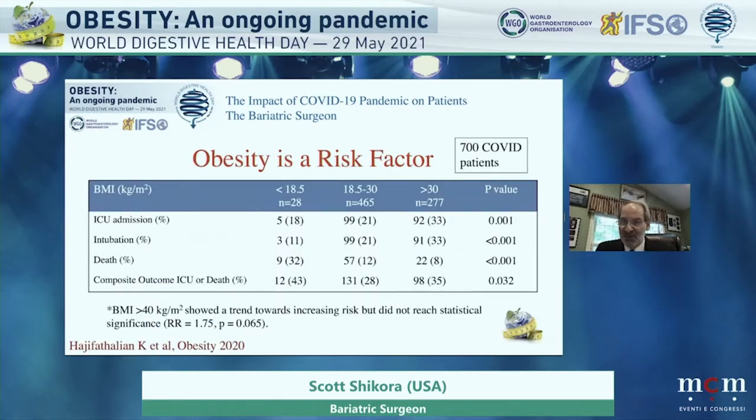Now, we do know that obesity is a risk factor for contracting COVID and for having more severe cases of COVID. And to show you a little bit of data, this study looked at 700 patients that came to the hospital and were diagnosed with COVID. It broke them down into a low weight BMI, average BMI, and a high BMI. What you can see here is that ICU admissions and intubations were much more likely in patients that were obese than in patients that weren't obese. And the death rate was actually highest in the lower weight patients, which may reflect the fact that they had other health issues, et cetera.